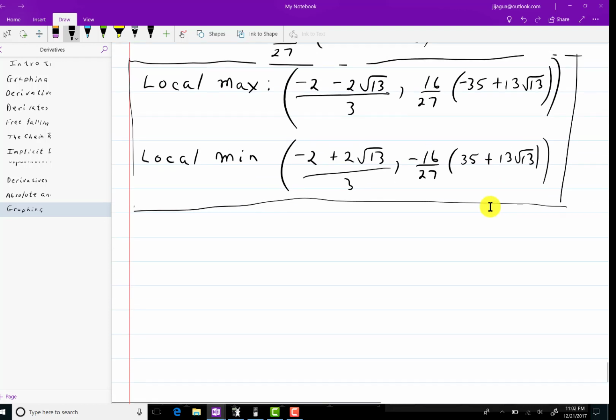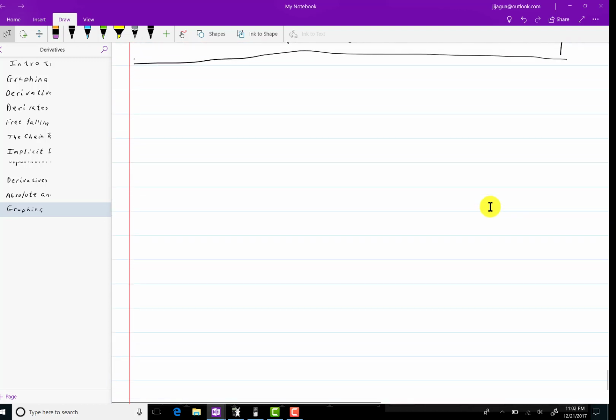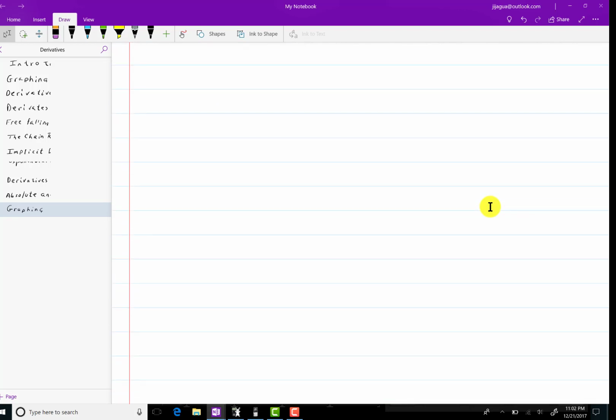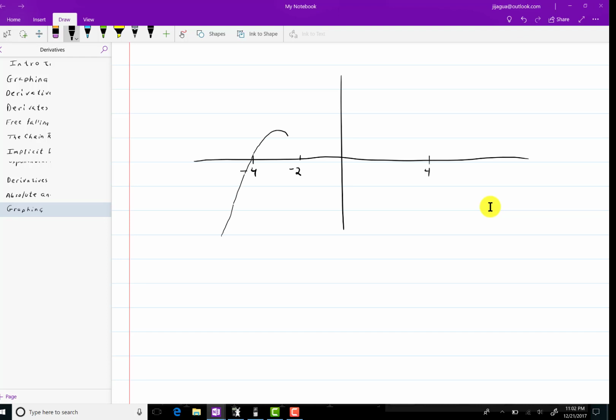So it may look kind of painful at the beginning, but our graph now, if I can remember where our zeros were, I had negative 4, positive 4, negative 2, I think. And the graph comes up like this, comes down like this, and I'm probably going to have to do some strange adjustments to get that to come all the way down to negative 32.